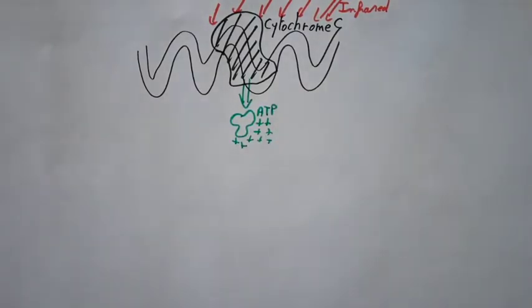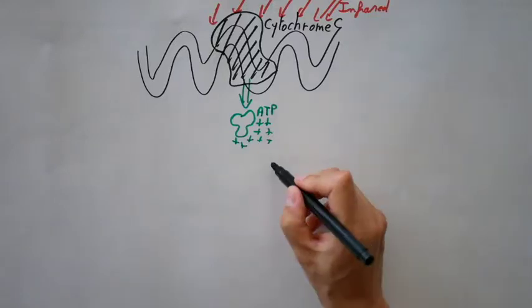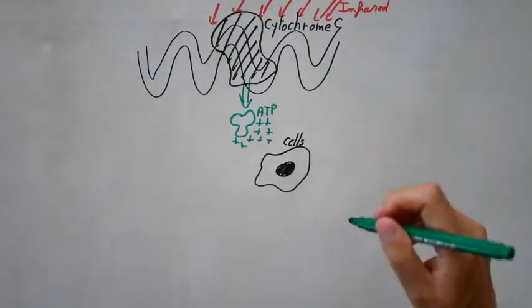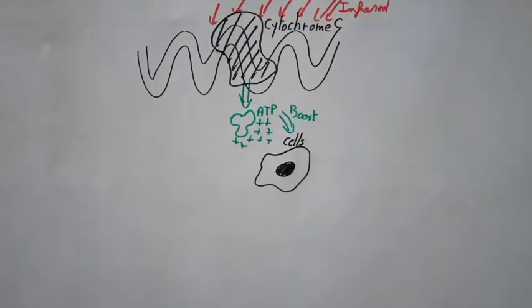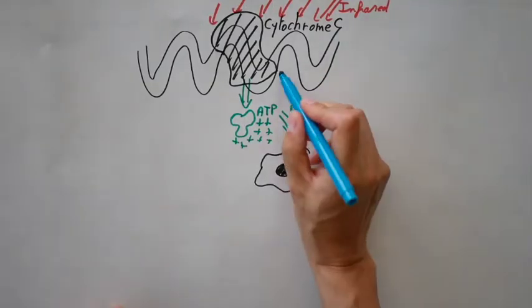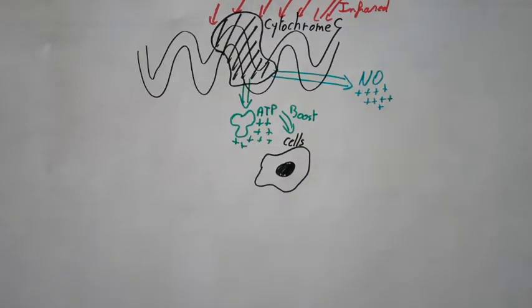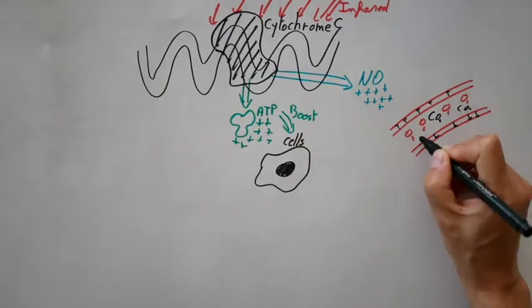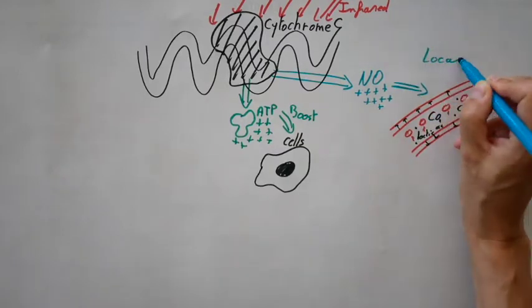The first effect is the increase of ATP production, which in return increases the energy of the cell and boosts its metabolism. It also increases the amount of NO, nitric oxide. The local dilatation in the blood vessel will then increase the blood supply.